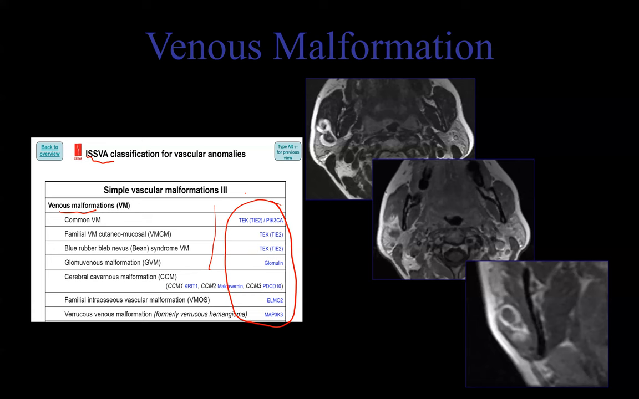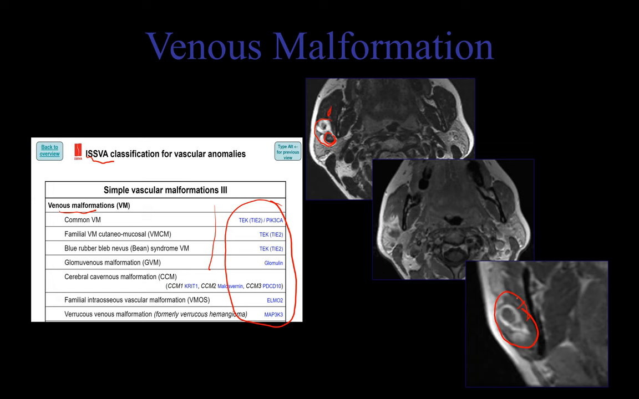So this is a venous malformation that involved the masseter muscle. If you look real closely, we can see the high T2 signal. This represents blood products and probably clot in the malformation. And you can see that it's actually extending into the parotid gland. And on this T1 weighted image, we can see this lesion completely isolated to the muscle. So again, that suggests a diagnosis of venous malformation.